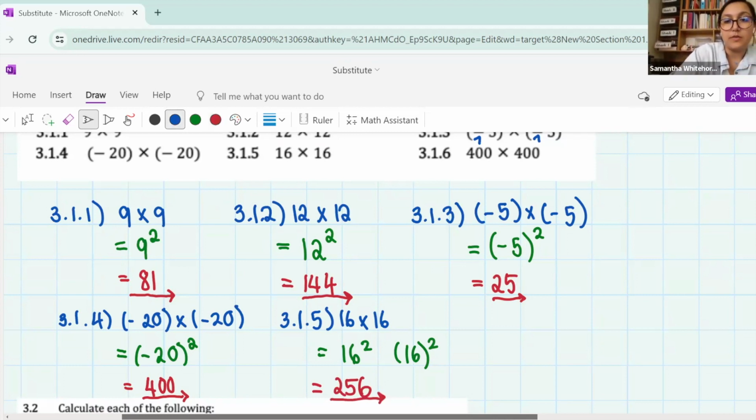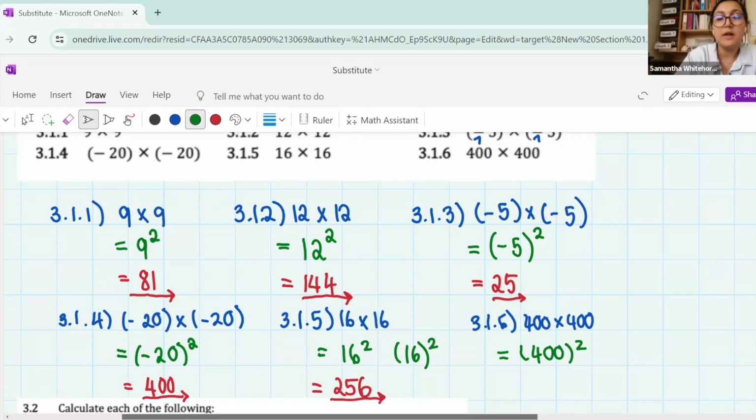Right, and then the last one, we've got 3.1.6, we've got 400 times 400. That gives us, in a simpler way, 400 squared. Again, if you want to write it in brackets, you can. If you left it out, that's fine. But we end up with 400 times 400, which is going to be quite a big number. So just make sure you do get all your zeros in. It gives us 160,000. Makes sense? We're timesing 400 twice. It should be quite a big number. And so we get our answer.